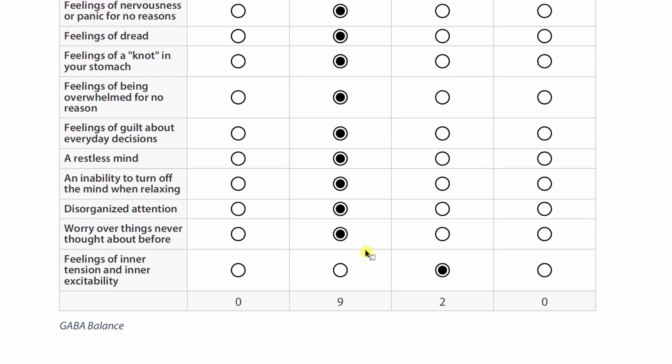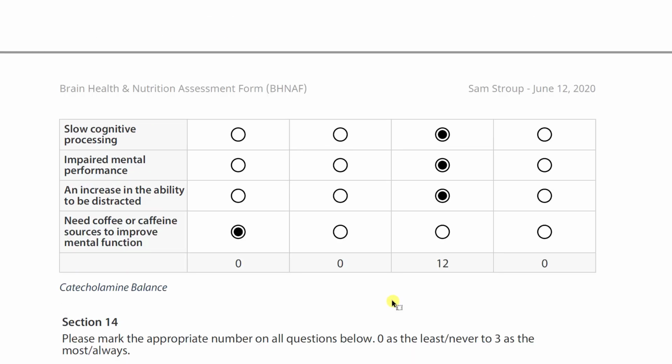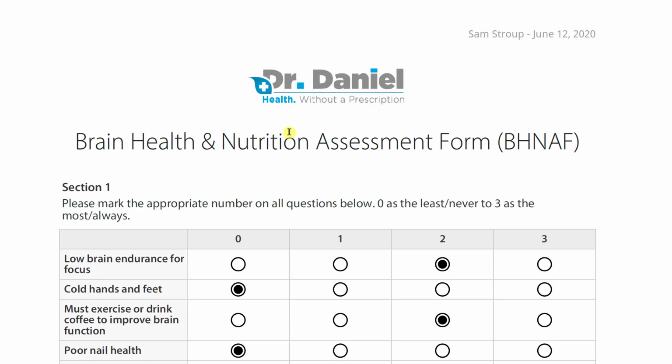Section 14 here would be GABA. GABA is calming, and again, you can see here it's in the middle. So definitely showing some signs of neurotransmitter issues, stress, and intestinal permeability based on your self-report.